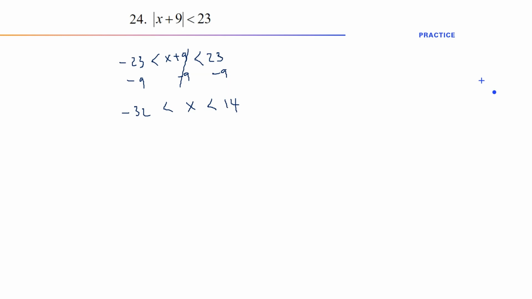And how we write this one in the interval notation is open parenthesis, -32, comma, 14, close, because it doesn't have the equal sign. So we just use the parenthesis. If they do have the equal sign, we use the bracket, right?